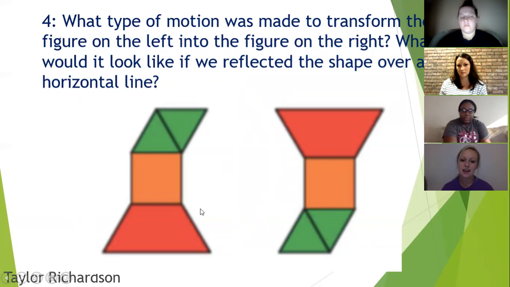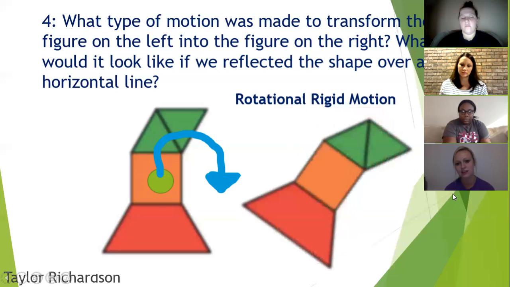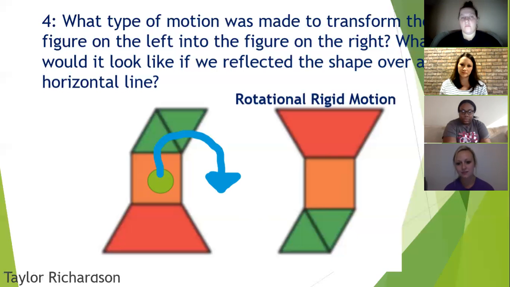We can tell that the triangles on the shape on the left are facing right, whereas the triangles on the shape on the right are facing left. This means there's no way we could have reflected this shape in one movement for these triangles to be on the bottom as well as facing left. This means we performed a rotational rigid motion on this shape. We did this by holding on to this shape right about here and turning it clockwise about 180 degrees, and that looked like this.